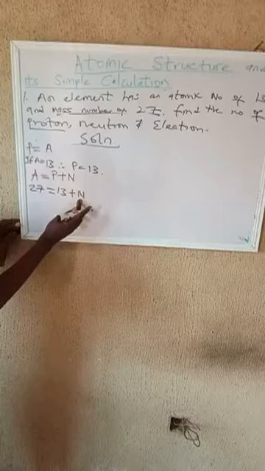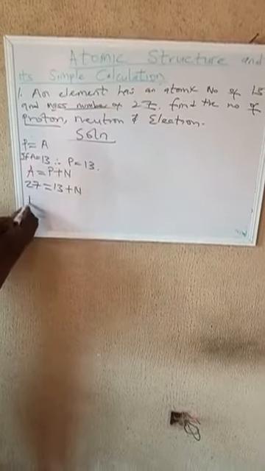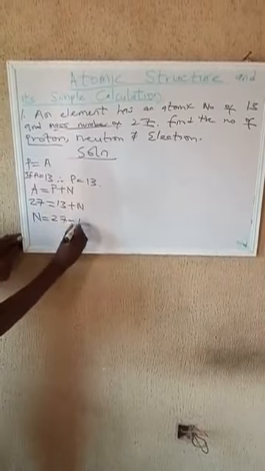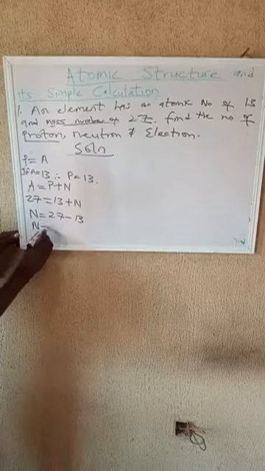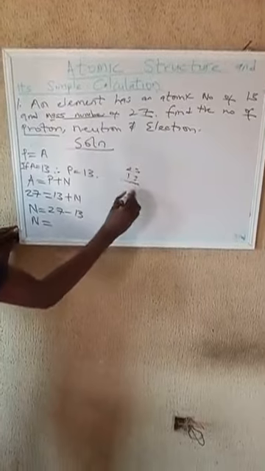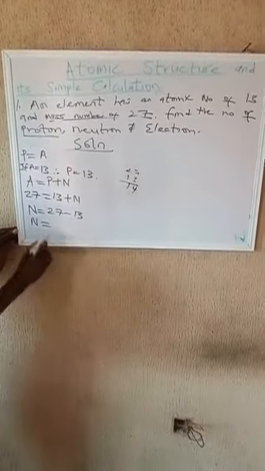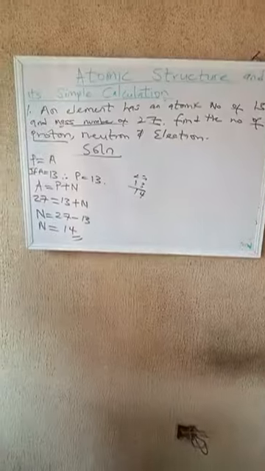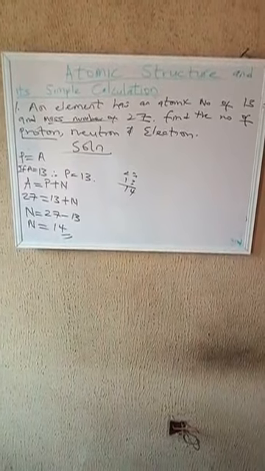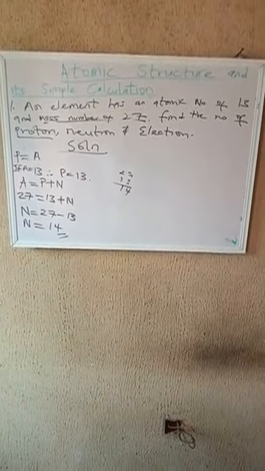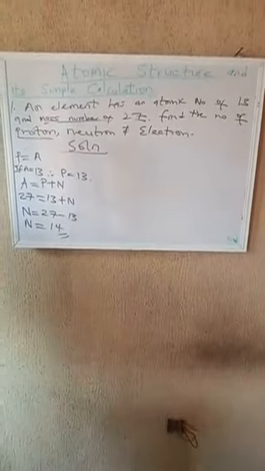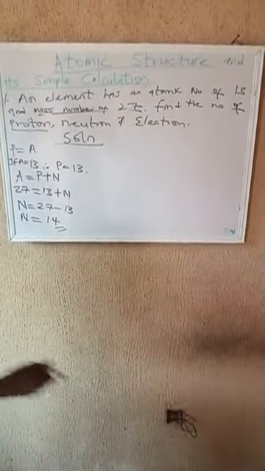We want to make this neutron stand alone in the formula. We have neutron. This 13 is coming to this side. 27 minus 13. That's 14, right? So the neutron is equal to 14. So by so doing, we have known the value of the neutron.